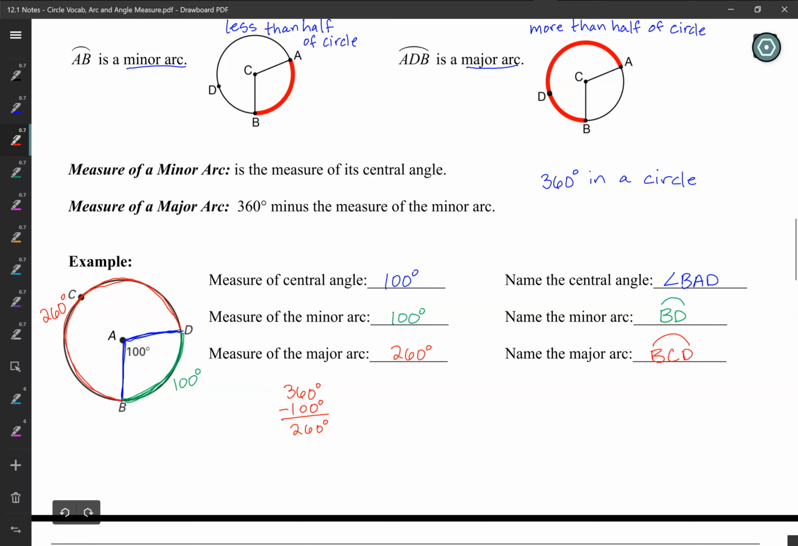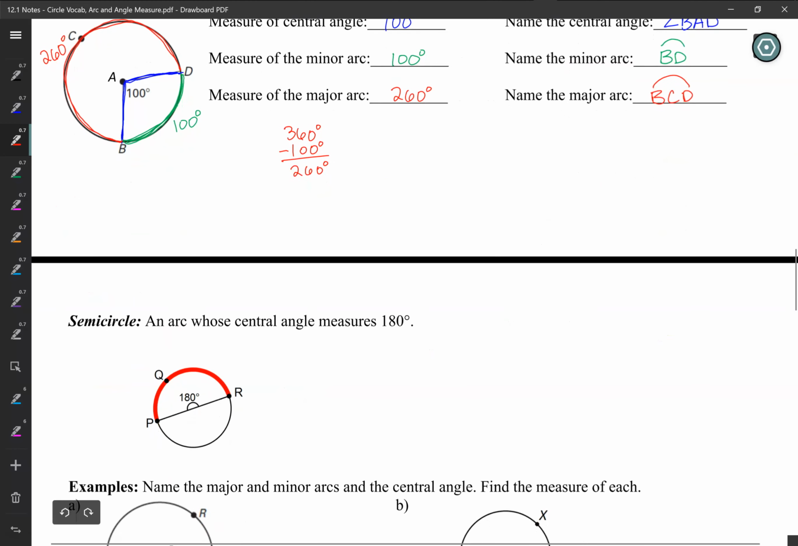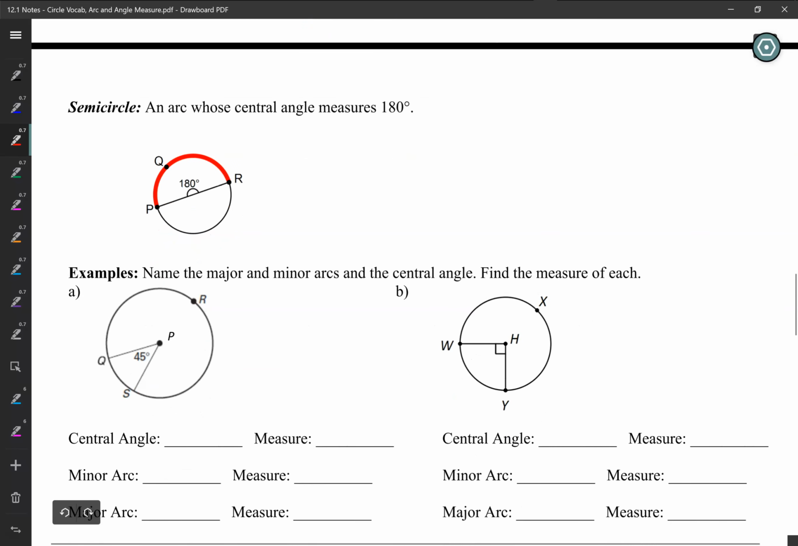So the major arc has 3 letters, the minor arc has 2 letters. There's a special name if you have an arc that measures exactly 180 degrees. It's called a semicircle, for half a circle. So this one would be arc PQR. I can't write an R apparently. It's a very difficult letter to write. It is a semicircle.